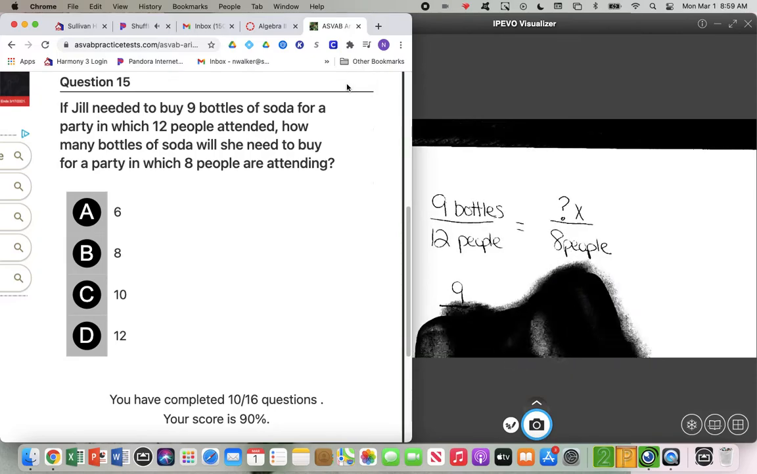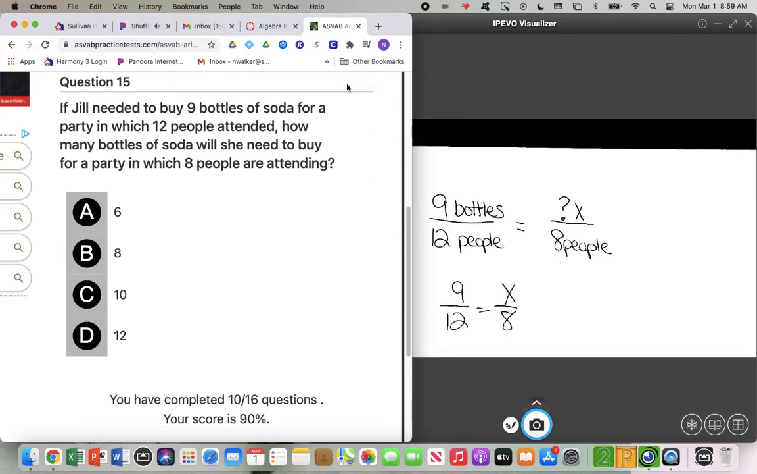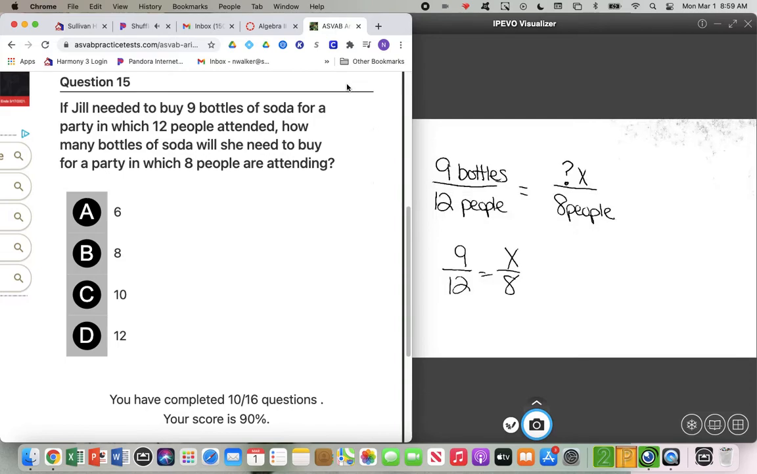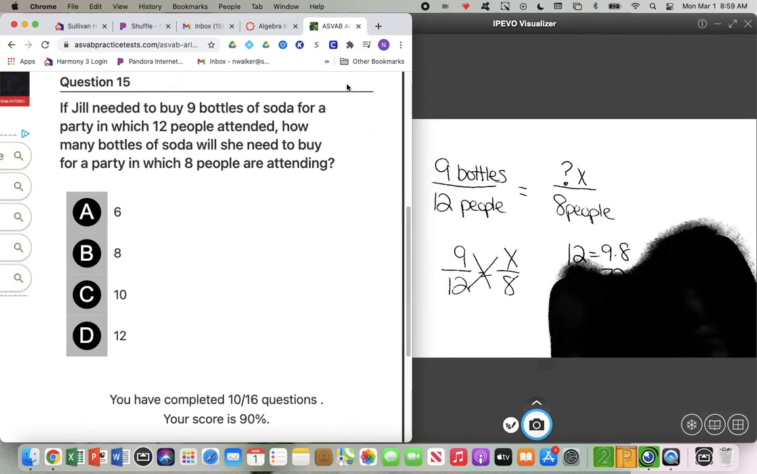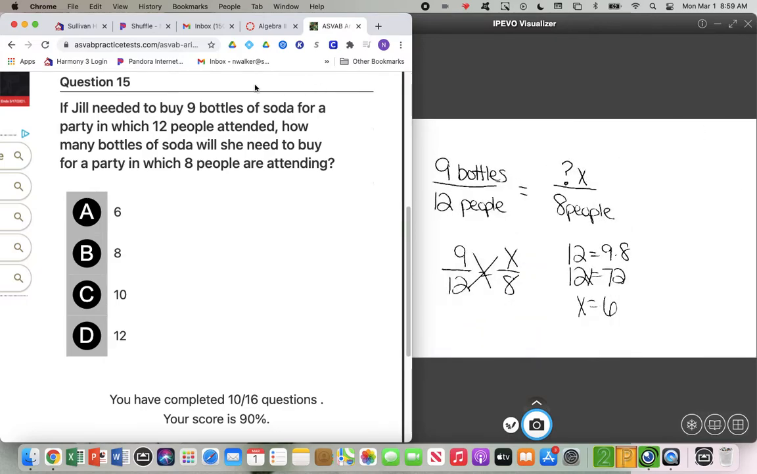9 over 12 equals x over 8. How do we solve that? You guys really not know how to solve that? Yeah. Cross multiply. 12x equals 9 times 8, which is 72. So x is 6.